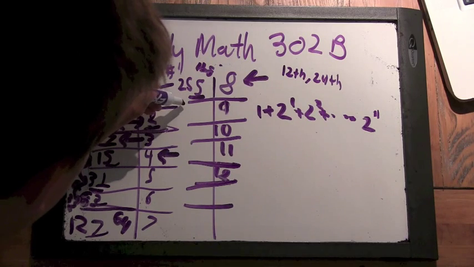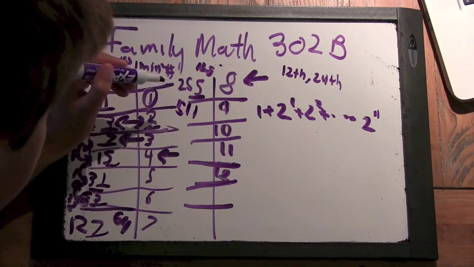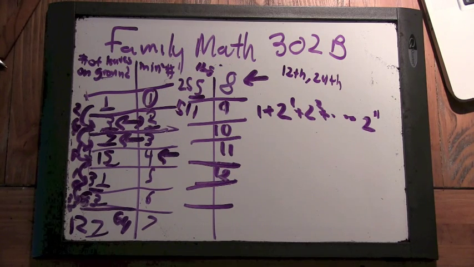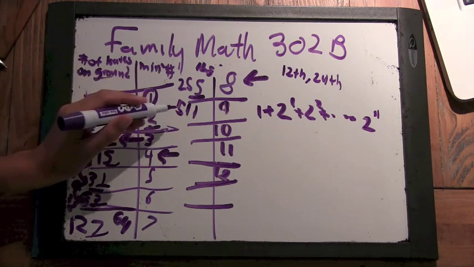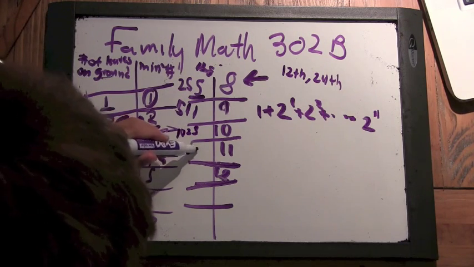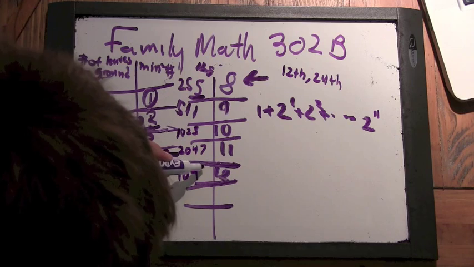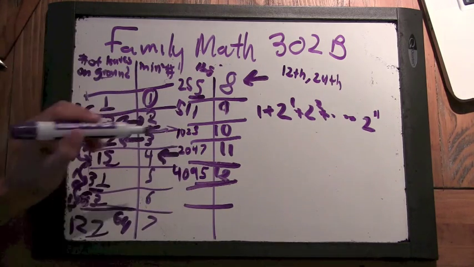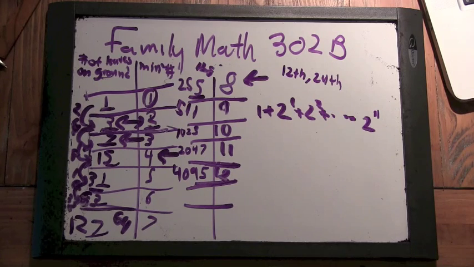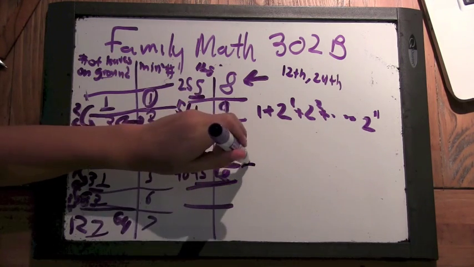So that gets you to 511. Then add 512. How'd you get 4095? Actually, don't lean over like that. How'd you get 4095? It's 2047 plus 2048. Okay. So that gets to 4095. Okay, good. So actually, this is 1 less than 2 to the 12th.